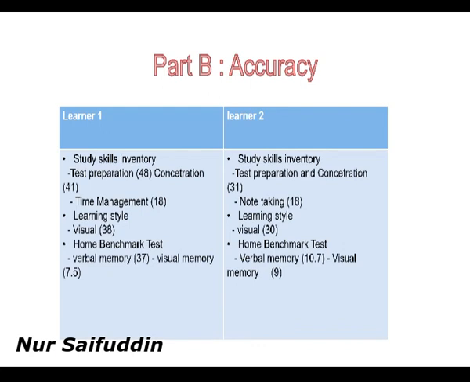And lastly, the human benchmark test. In the slide, we can see there is a significant difference for both learners in visual memory and verbal memory. Learner 1 got 37 points in verbal memory and 7.5 points in visual memory, while learner 2 is far behind with only 10.7 in verbal memory and a little higher than learner 1 in visual memory with 9 points.